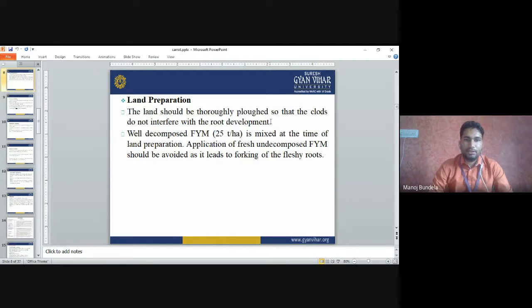Land preparation. The land should be thoroughly plowed so that clods do not interfere with root development. We have to prepare the land properly and use well-decomposed FYM mixed in at the time of land preparation. Application of fresh undecomposed FYM should be avoided as it leads to forking of the fleshy roots. If we do not apply well-decomposed FYM, there is a chance of forking.